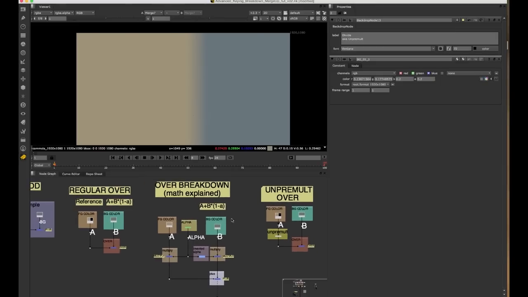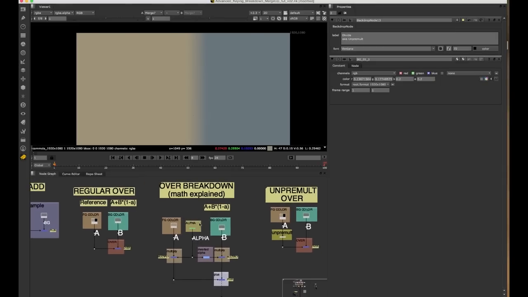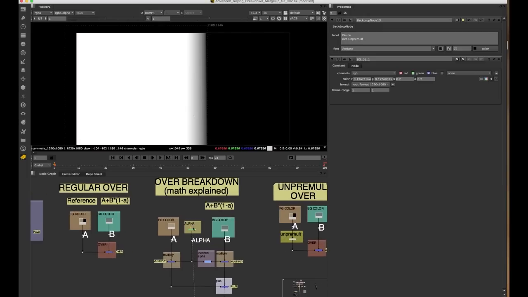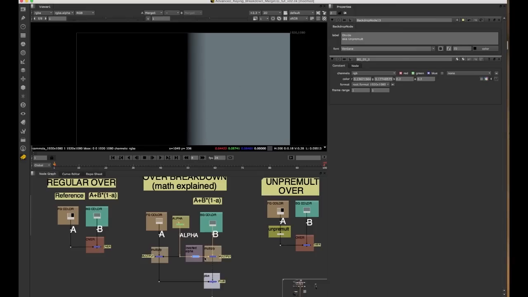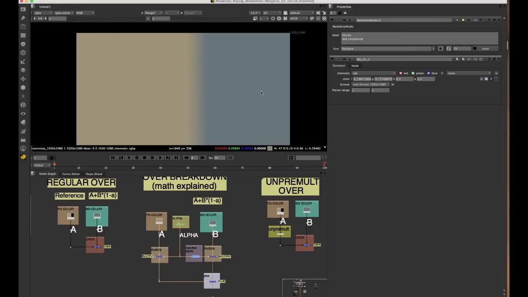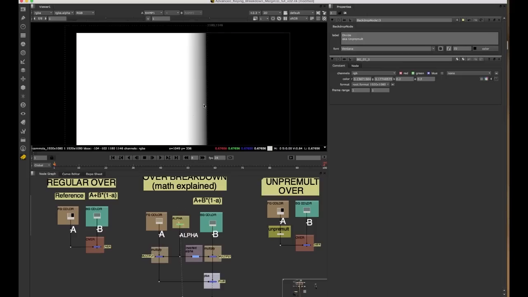So another way of looking at it is that the alpha is kind of a cookie cutter, and on the white side it cuts out the A input, and on the black side it cuts out the B input and pluses them together and combines the two images. And it accounts for every pixel and blends with the appropriate percentage that the alpha is representing.